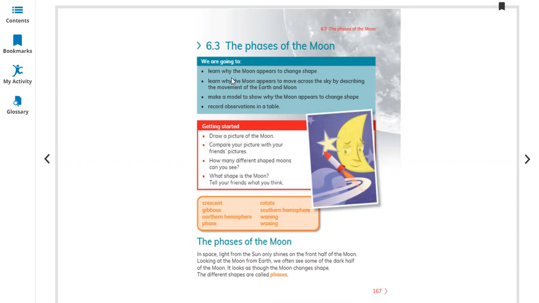We are going to learn why the moon appears to change shape, and learn why the moon appears to move across the sky by describing the movement of the Earth and moon.